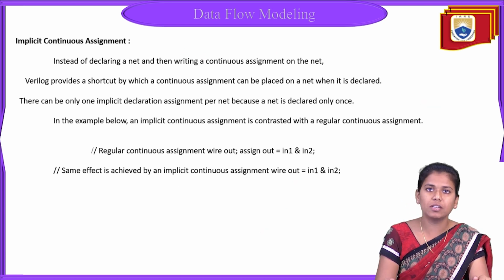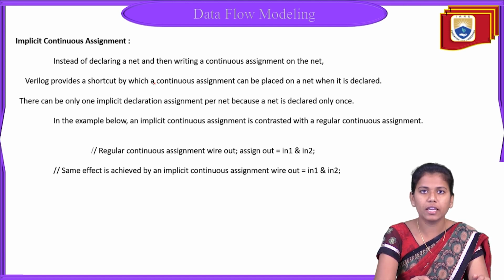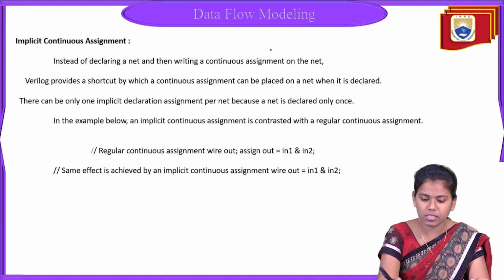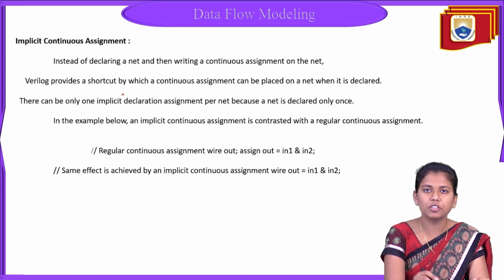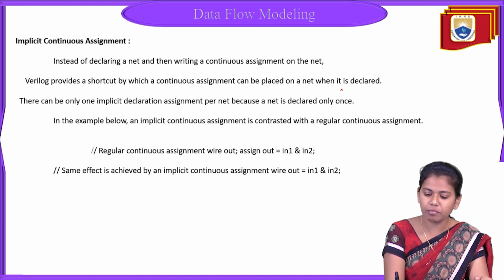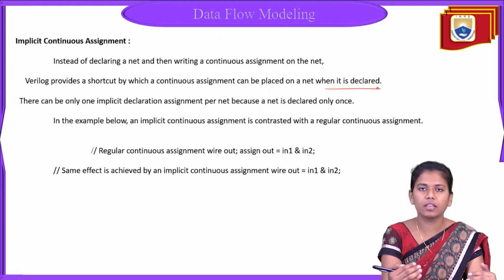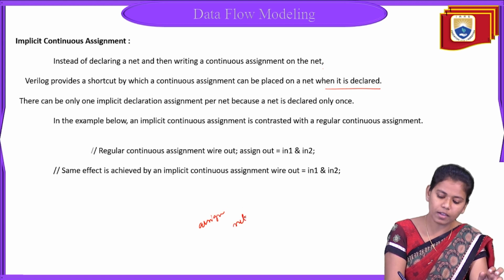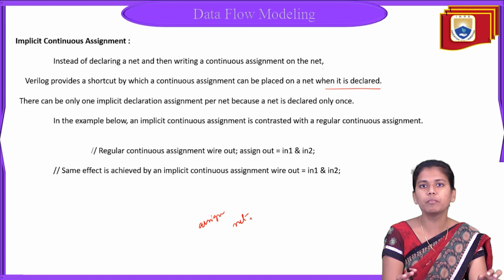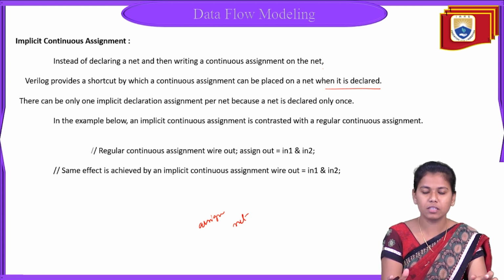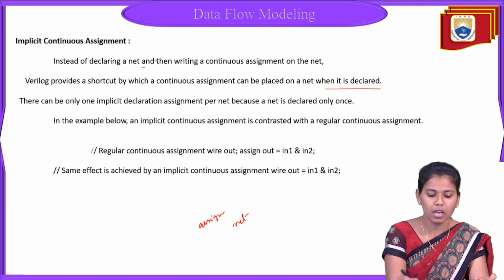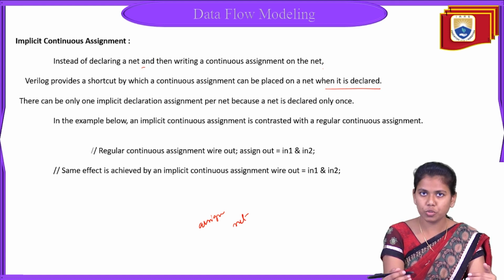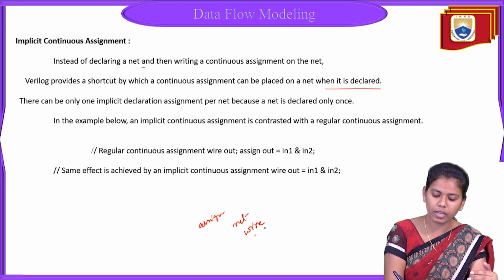Coming to the implicit continuous assignment. What does implicit continuous assignment mean? Instead of declaring a net and then writing a continuous assignment onto the net, Verilog provides a shortcut where the continuous assignment can be placed with the net when it is declared. In the continuous assignment, we simply use the keyword assign along with the net, and this net consists of some vector and scalar bits, isn't it? So instead of declaring a net, it is usually declared with the keyword wire.